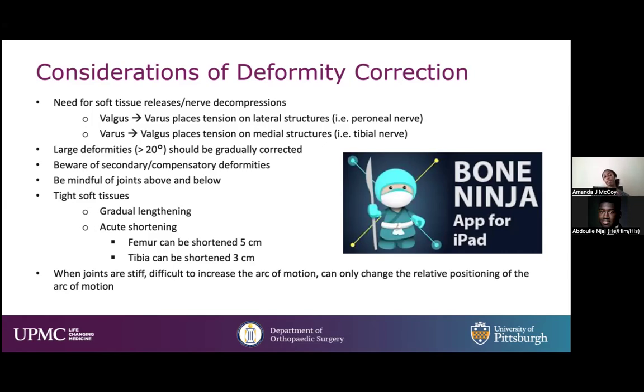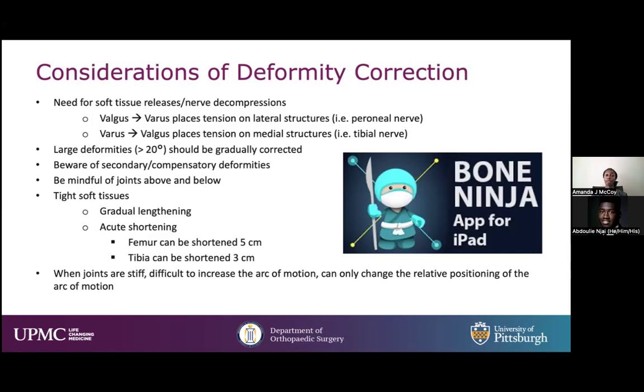Generally, and people will vary in what they say, for large deformities greater than 20 degrees, you should consider doing gradual correction, just because sometimes that's a lot for the soft tissues or the neurovascular structures to take. You always want to be mindful that there are secondary and compensatory deformities, whether in a different bone or in the same bone. You want to be mindful of the joints above and below your deformity correction.